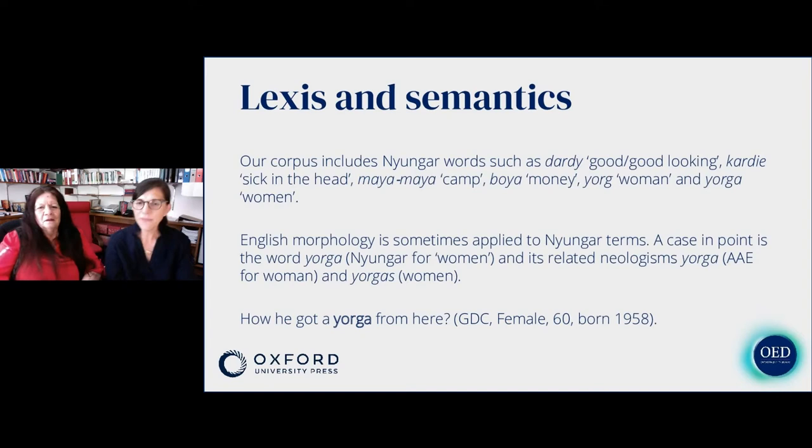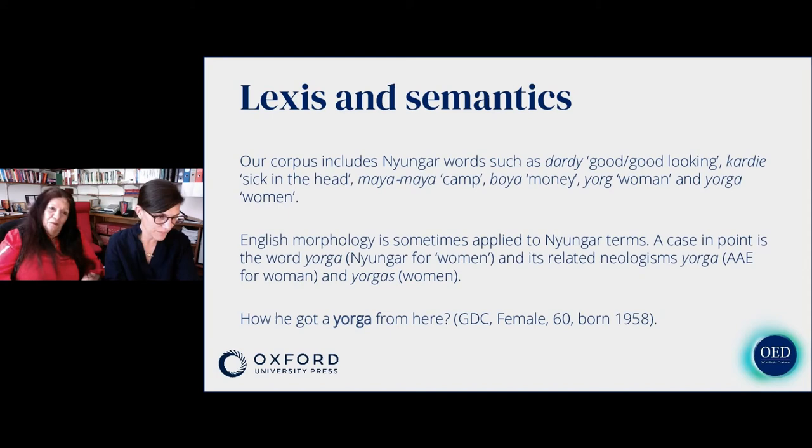And then there's really, I love this one, yorg and yorga, so woman and women, which then get reanalyzed in English, and you get a neologism. You get yorga to mean woman in Aboriginal English, and then you add the S and you get yorgas to mean women. And we've got a wonderful example that you can see here on the slide.